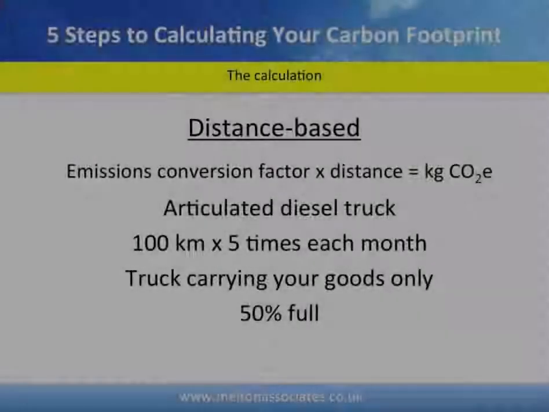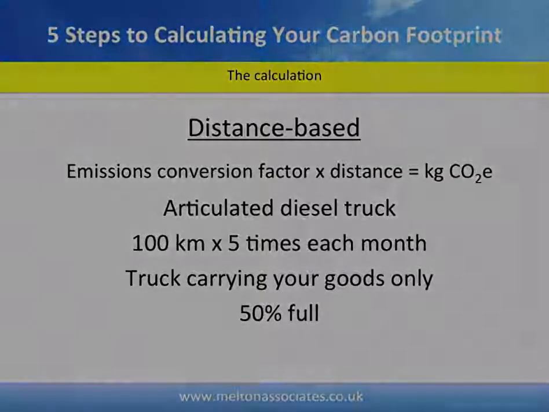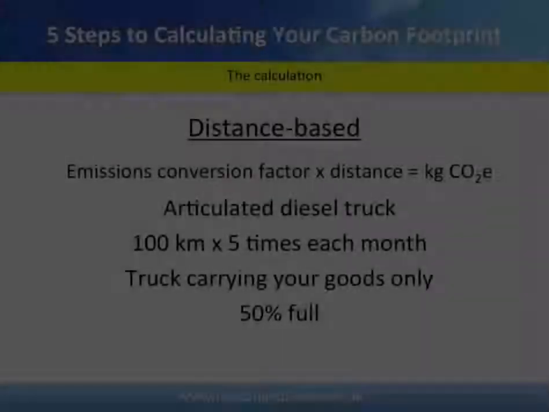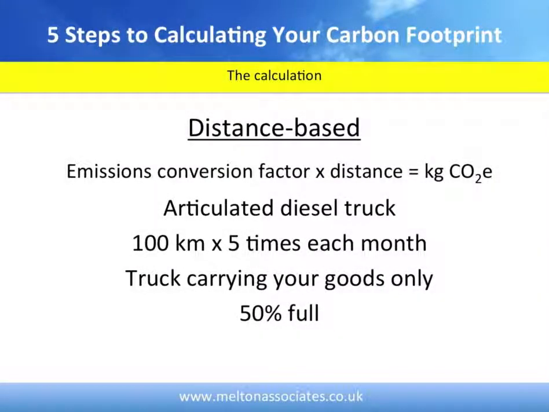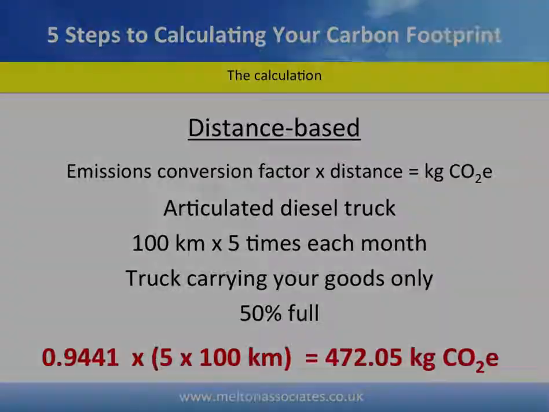Looking at the DEC/DEFRA tables and at the worksheet labelled Delivery Vehicles, we see the emission conversion factor for a diesel-powered, articulated truck with a 50% load is 0.9441 kilograms of CO2e per kilometre. Therefore, the calculation we use to work out the emissions for the distance we've estimated over the month is 0.9441 multiplied by 5 times 100 kilometres, which equals 472.05 kilograms of CO2 equivalent emissions.